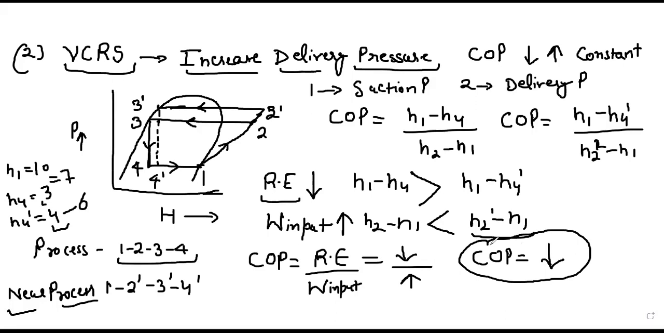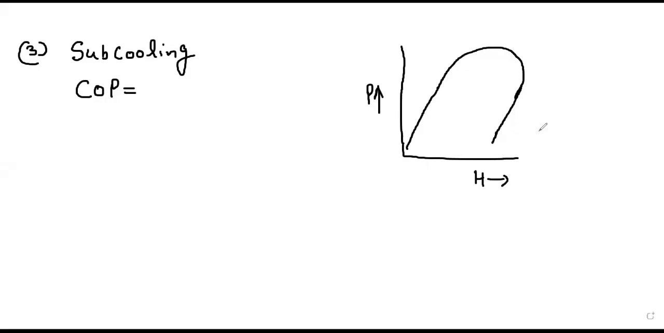So if somebody asks what is the effect of increase in the delivery pressure on the VCRS system COP, we will say the value of COP will decrease if we increase the delivery pressure. Clear? I hope it is clear to all of you. It is a really very important concept of the VCRS system. Okay. So now you guys just look at it.